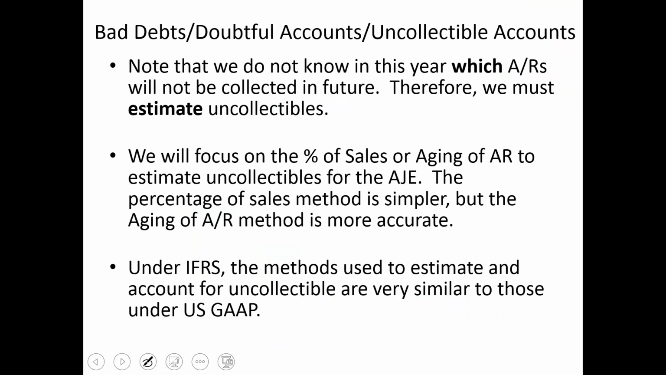When I look at bad debts, doubtful accounts, or uncollectible accounts, we don't know which accounts receivable are not going to pay, so we have to estimate them in the year of sale. And in here, we're going to focus on the percentage of sales or the aging of accounts receivable methods to come up with that adjusting journal entry for debit bad debt expense, credit the allowance.